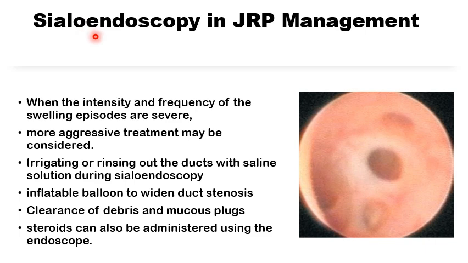The other form of management is sialoendoscopy. This is often required when the intensity or the frequency of the episodes are severe. A more aggressive form of treatment may then be considered. This would entail sialoendoscopy and irrigation or rinsing of the duct system, first with saline solution during the endoscopy procedure, use of balloons to stretch and dilate the multiple strictures, clearance of the debris and the mucus plugs, and sometimes instillation of steroids as well into the duct system.